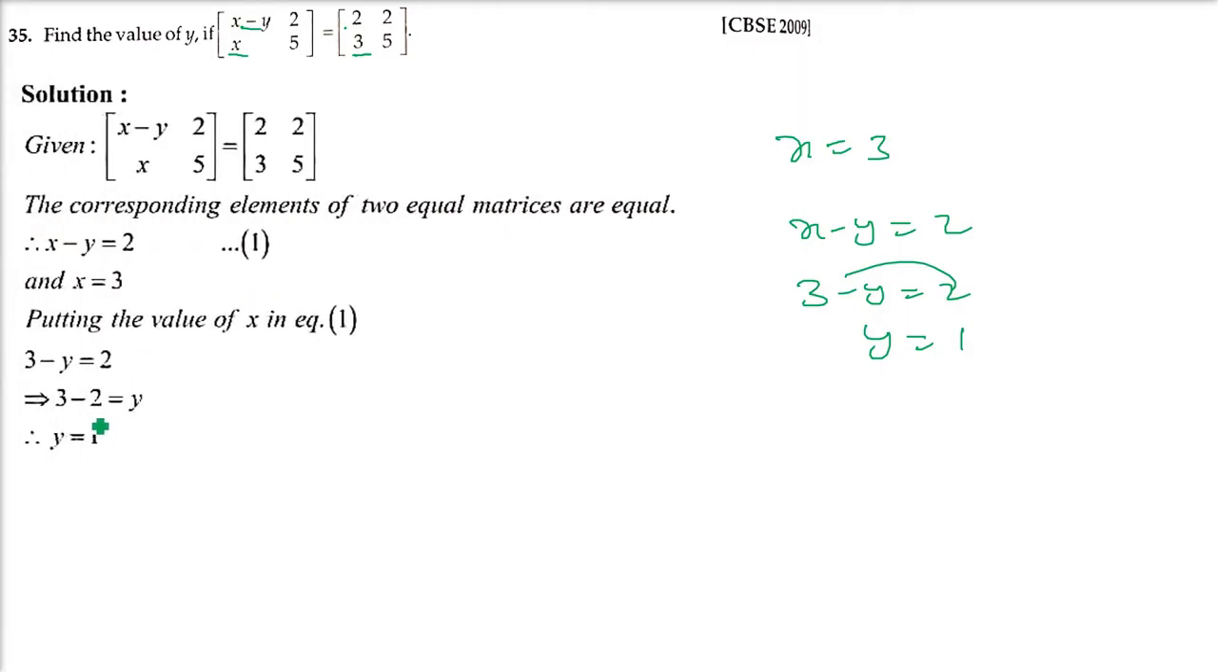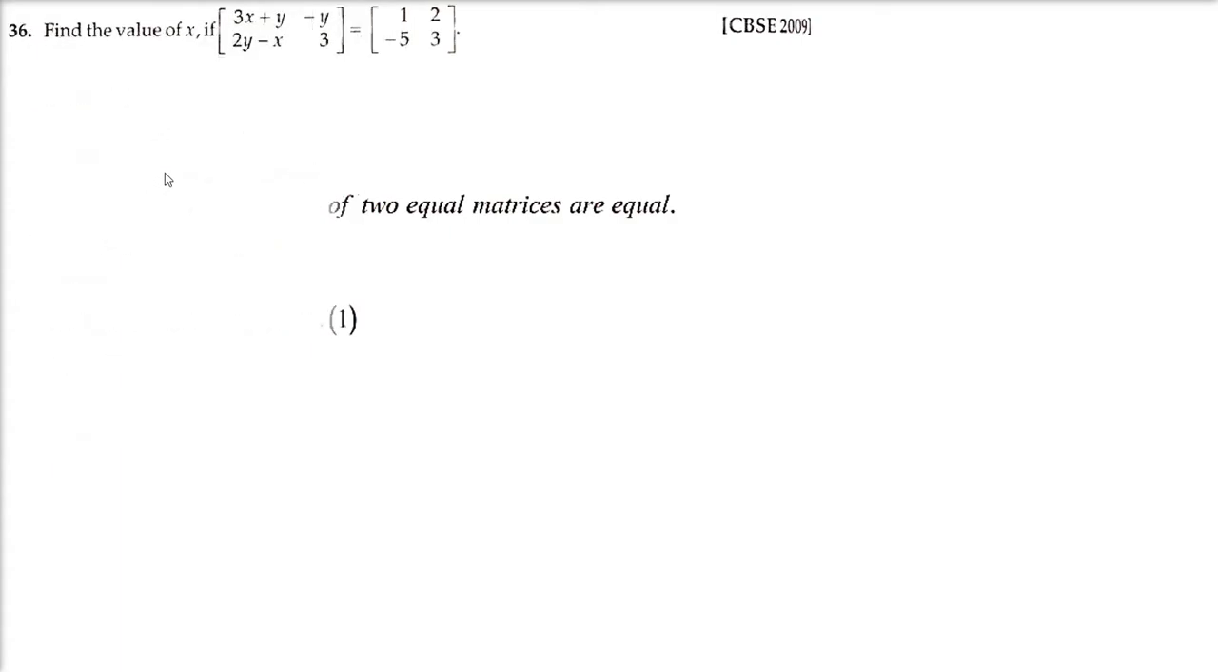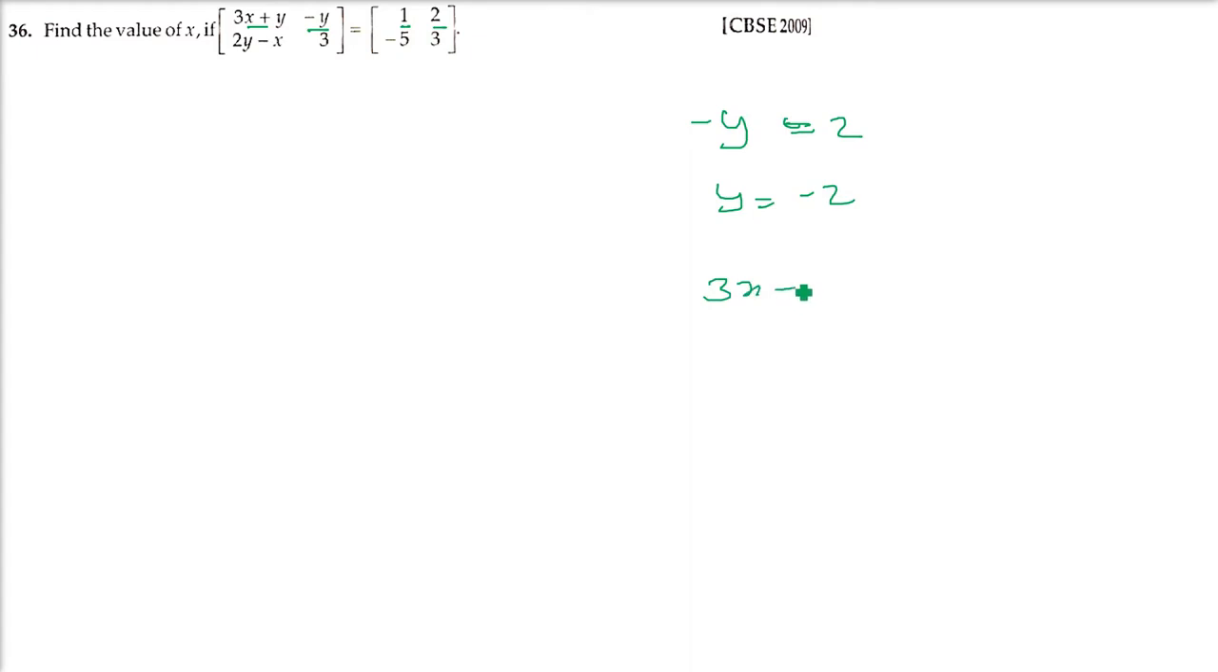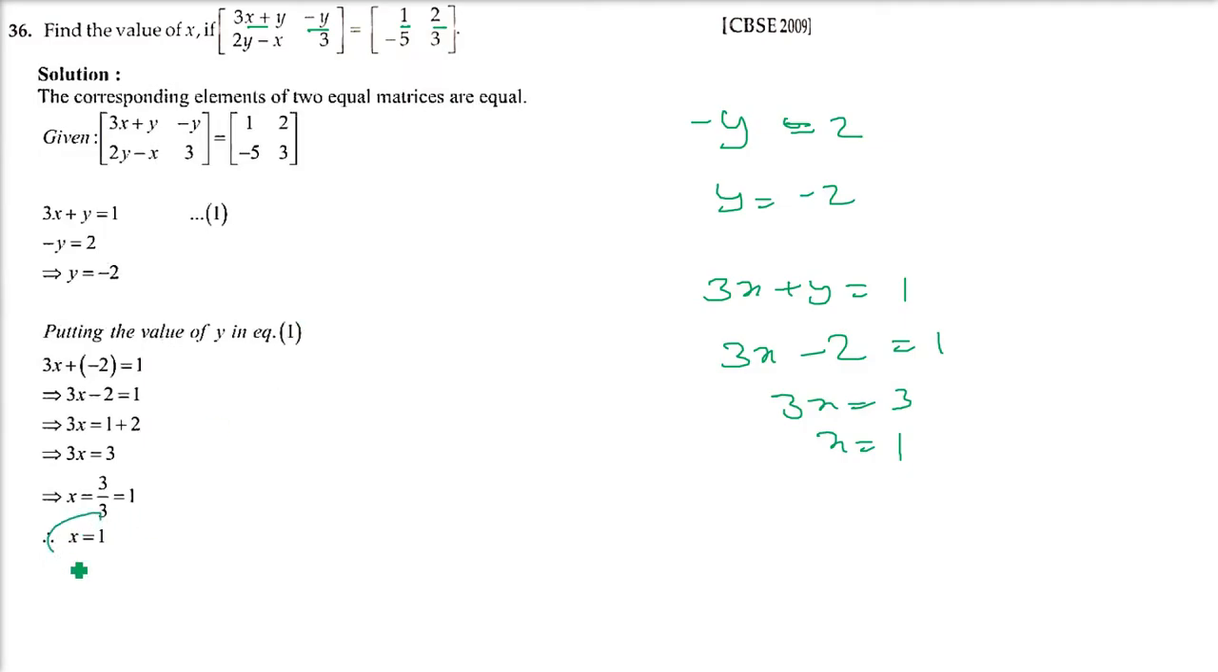This is how you do it. This is how you have to write, right? One by one, step by step. This also will do. Minus y is already given as 2. So y is equal to negative 2. Now put in any of the equations. So 3x plus y equals 1. Y is negative 2. So 3x minus 2 equals 1. 3x will be equal to 1 plus 2. That is 3x is equal to 3. So y is negative 2, x is 1 here. Like this.